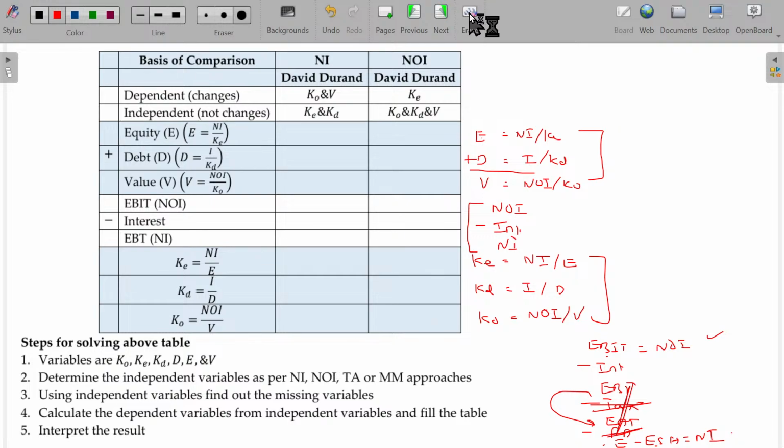Clear? Now see here. NOI minus interest, you will get EBT. KE is equal to NI by E. KD is equal to I by debt. KO is equal to NOI by V. Equity, debt and value can also be arranged here. Nine-line format.